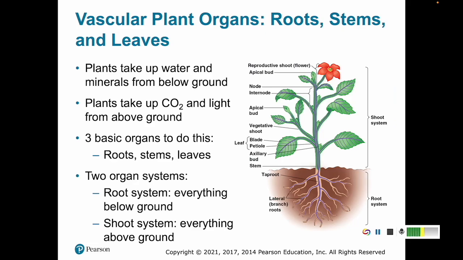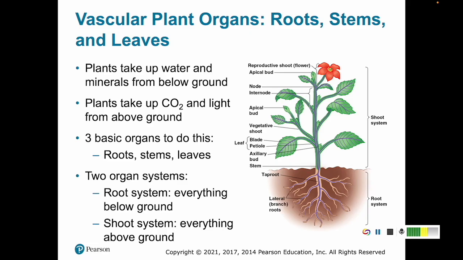So plants are going to need to take up water, minerals, carbon dioxide, and light. They get their water and minerals from below the ground. That's where their roots are growing. They get carbon dioxide and light from above the ground, where the shoots are growing.